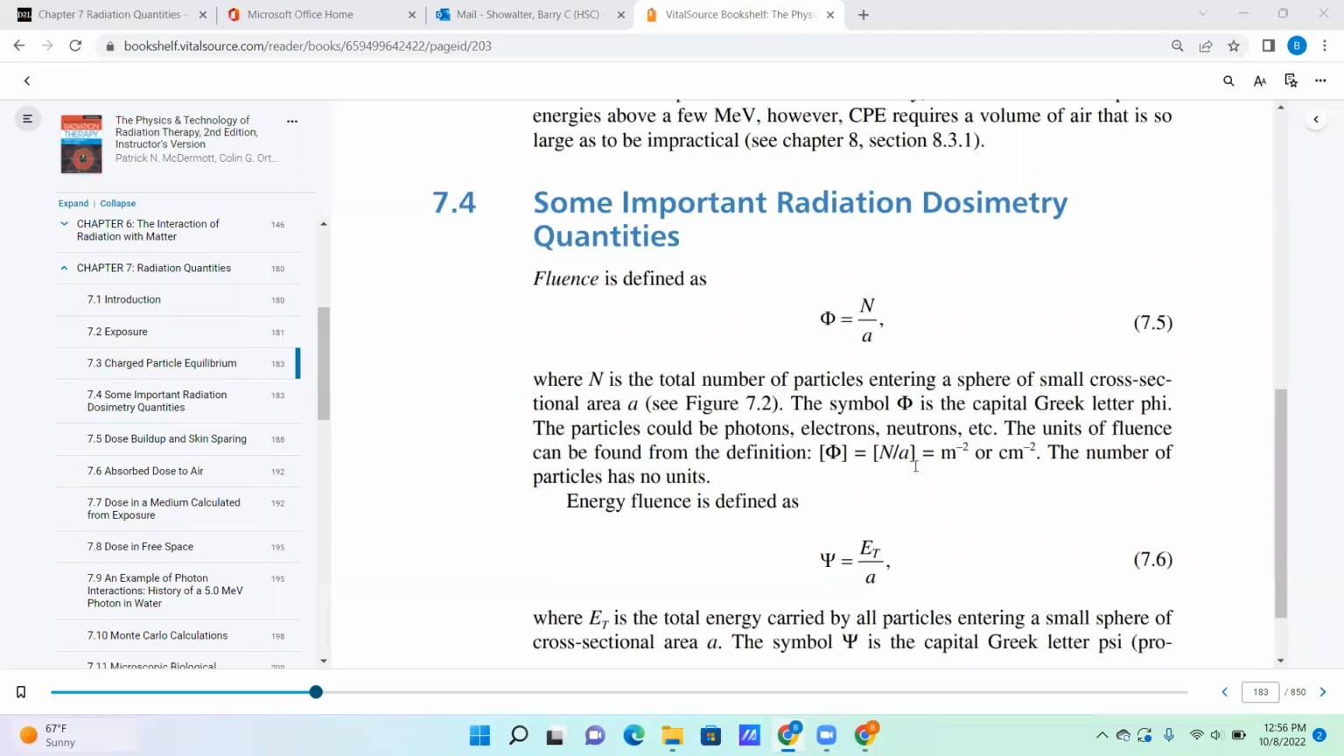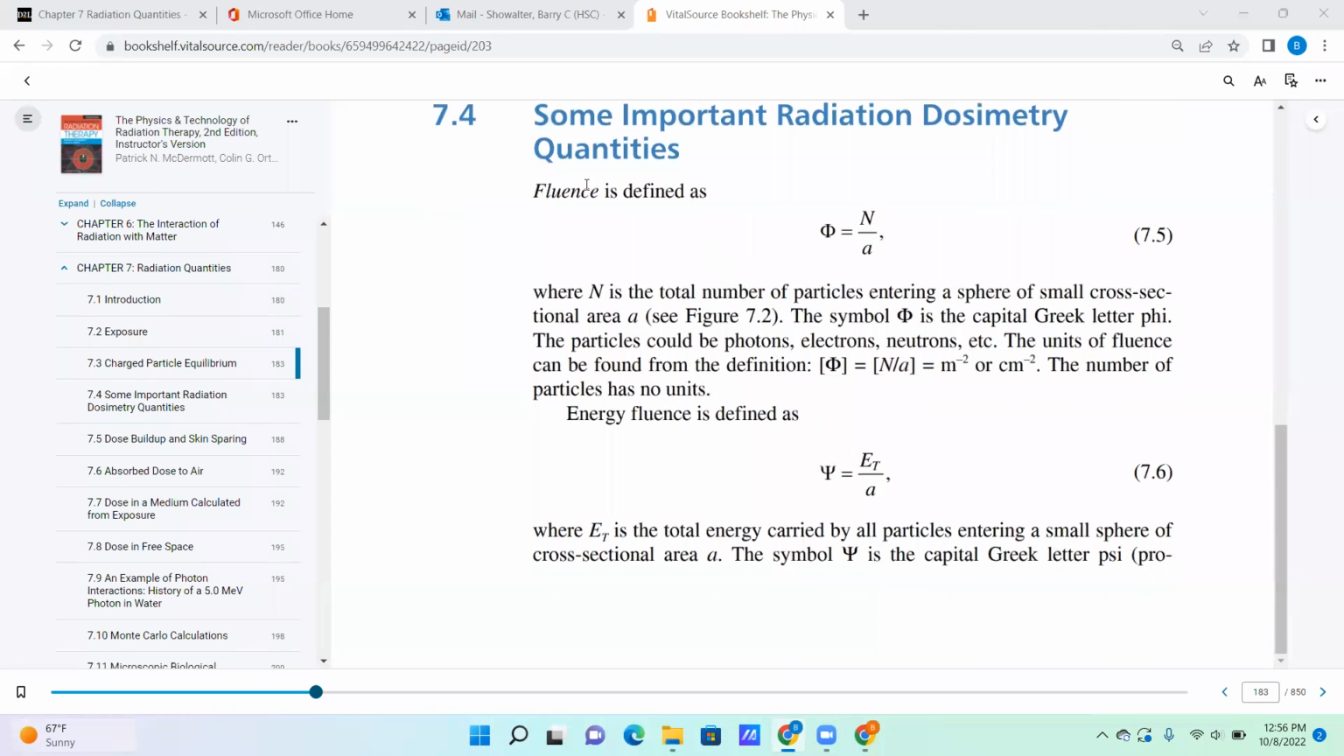All right, so here we're going to start in on section 7.4. We're going to start in with fluence. So fluence is going to be the capital letter phi. So it's N divided by A. Now, what do those two variables mean? N is going to be the total number of particles entering a sphere of small cross-sectional area A.